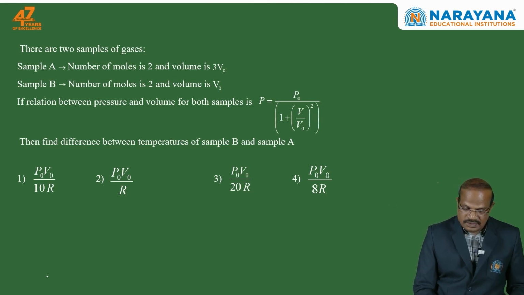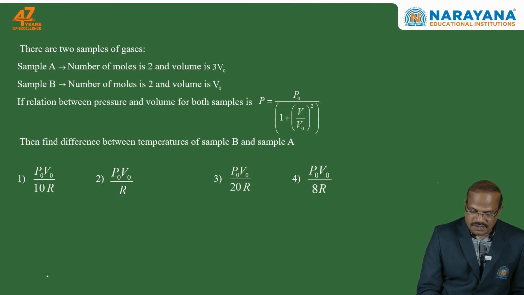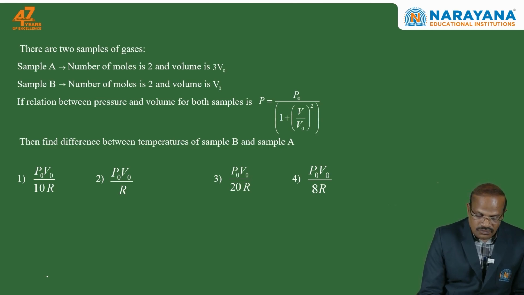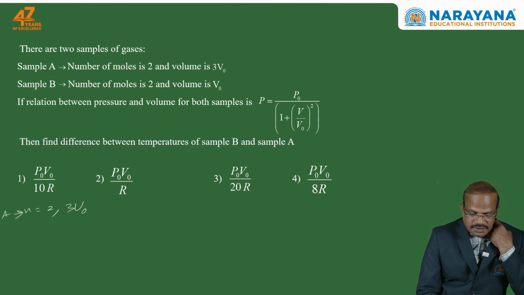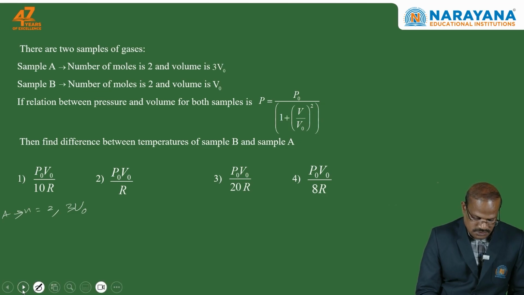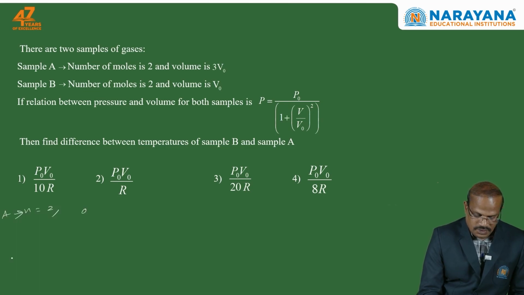Okay. So for sample A, number of moles N equal to 2, volume V equal to 3V0.